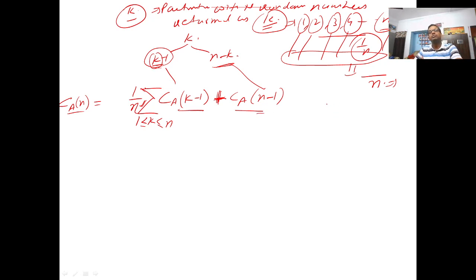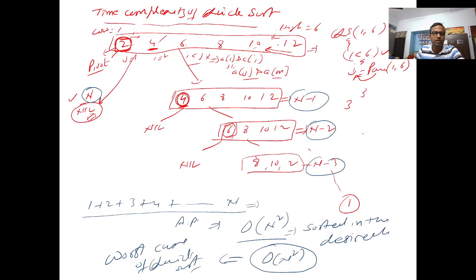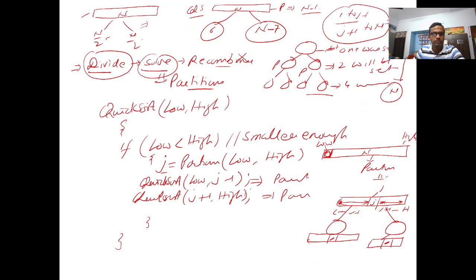Now if we try to recall the time taken by any divide and conquer approach, there was a recursive part plus f of n. So this term denotes the recursive part. Now what is the value of this f of n? Let us try to recall the algorithm for quicksort.